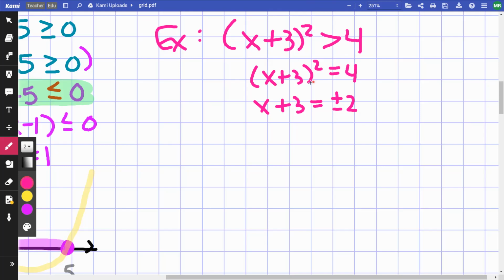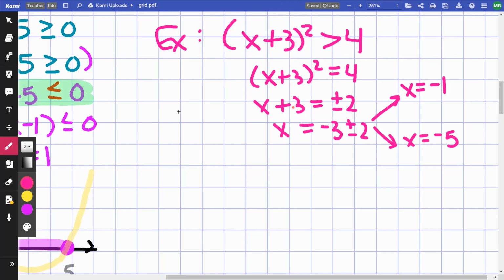We like them in this form. I can square root this side, I get an x plus 3. I square root this, I always get a positive and a negative. Then I'm going to minus 3. So I get a negative 3 plus or minus 2. Now that's going to give me 2 boundary points. Negative 3 plus 2 is a negative 1. Negative 3 minus 2 is a negative 5. So those are going to be my boundary points.